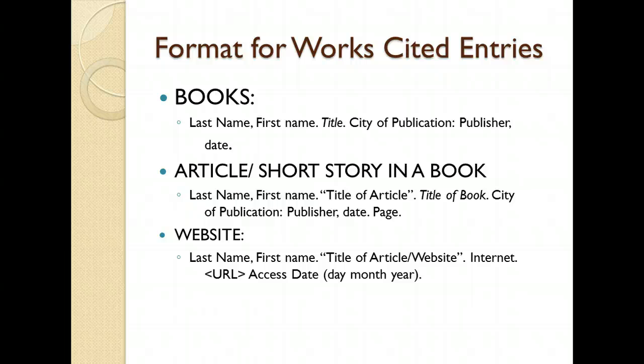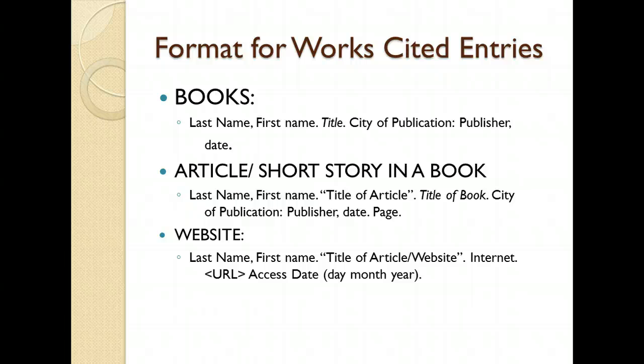If it's an article or short story in a book, so a number of you are using articles from newspapers, so this would apply for that. You put the last name of the author, comma, first name. The title of the article goes in quotation marks. The title of the book or the newspaper would be in italics. The city of publication, wherever the newspaper or article was published. The publisher, comma, date, and then if you have a page number, include the page number, okay?